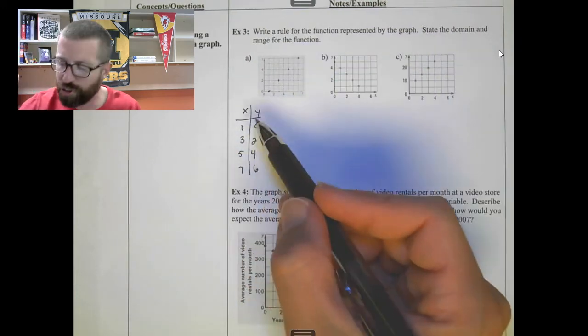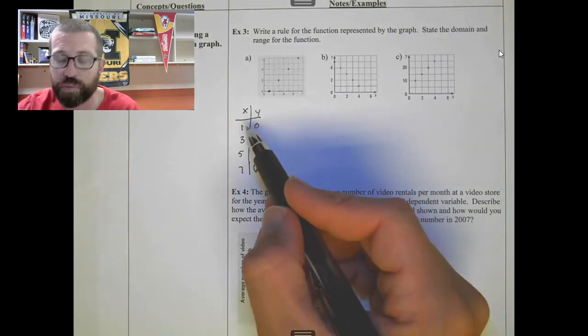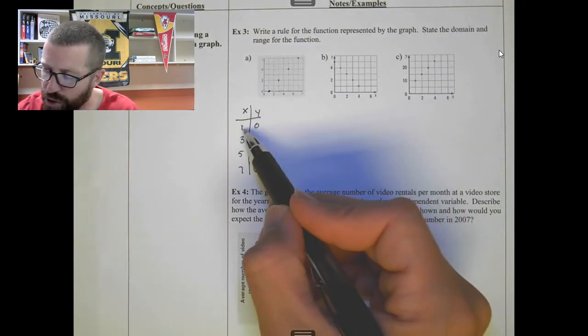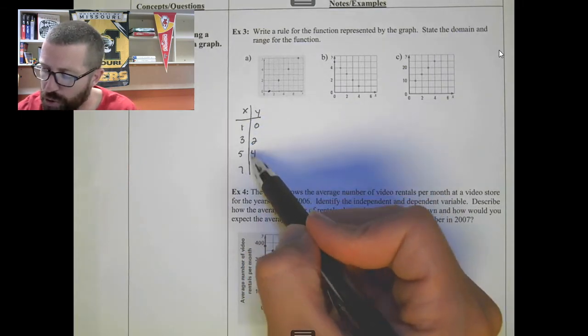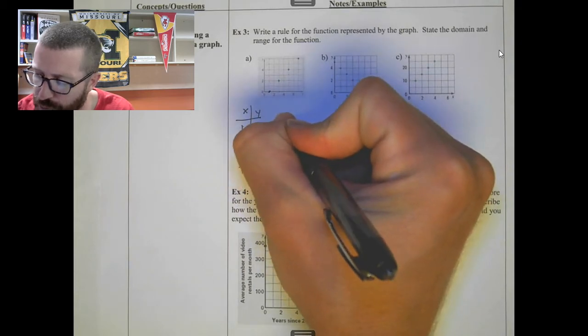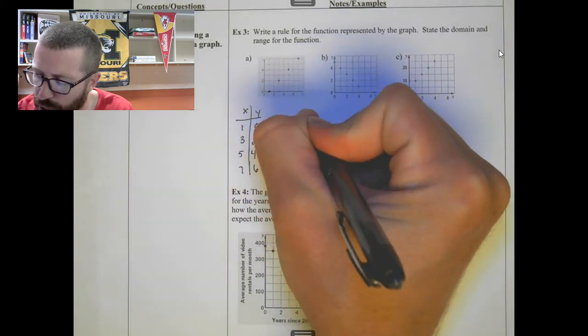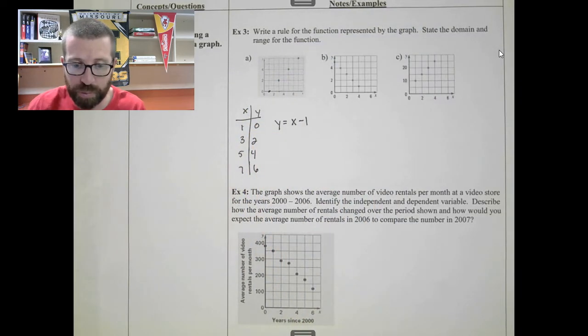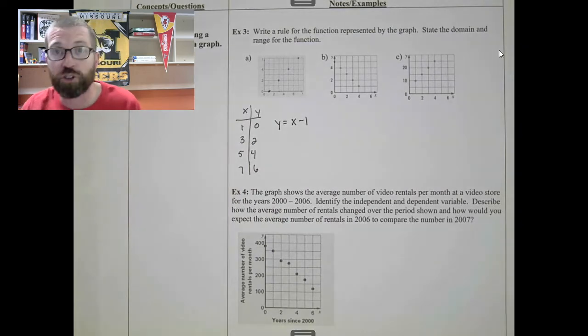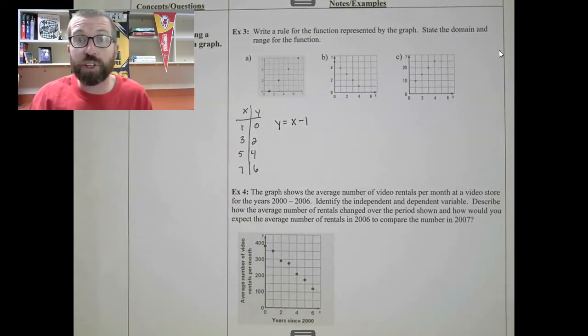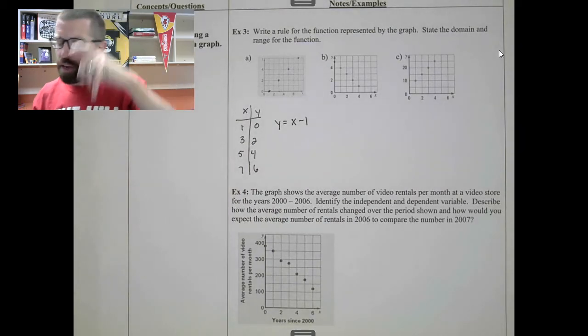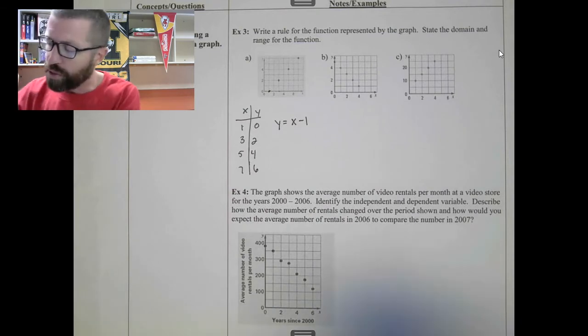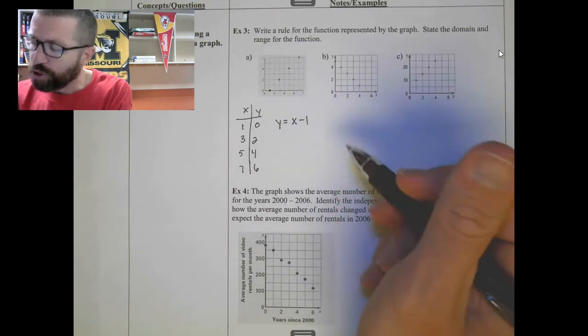So then maybe you can start seeing a connection here. So we're taking the x value and subtracting 1 each time. So this would be y is equal to x minus 1. Okay, make sure you pause the video, try the rest of them, at least list the points out, and then see how you do with the function rule as well.